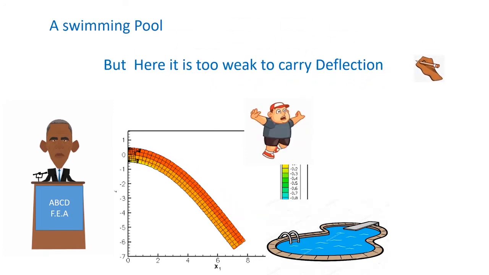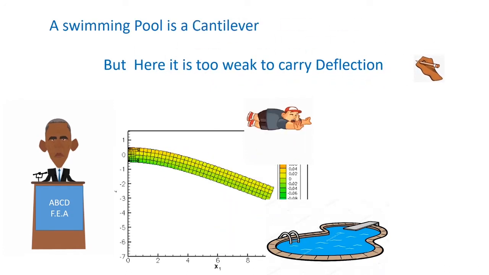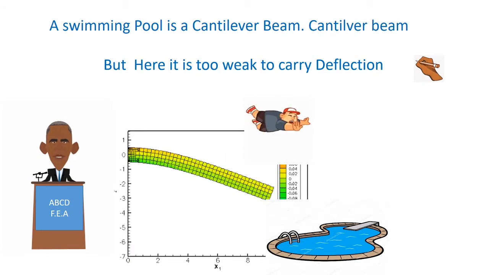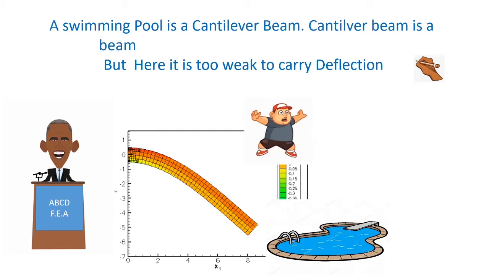Now, there's a cantilever beam. A cantilever beam is a type of beam where force is acting perpendicular to the neutral axis and it is fixed from one end.